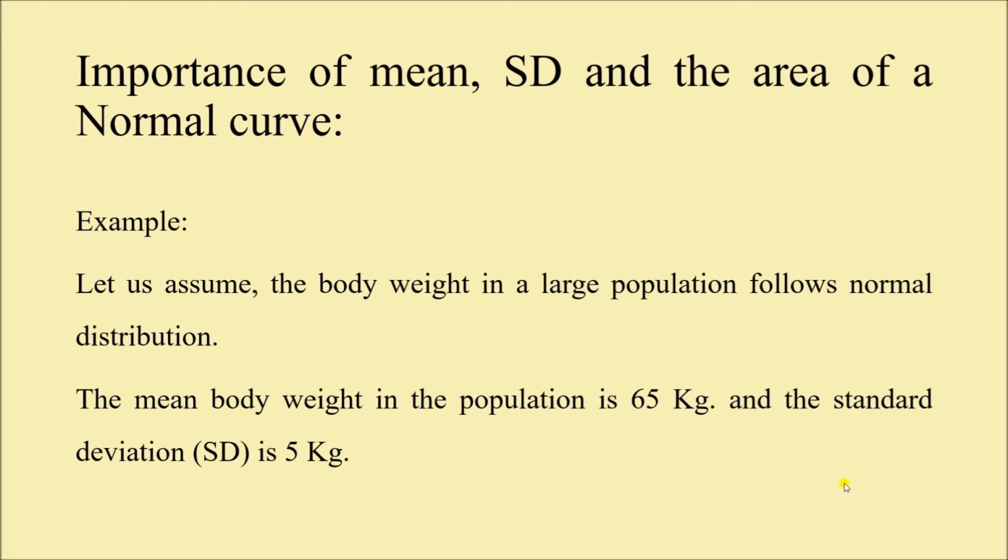What is the importance of mean, standard deviation and the area of a normal curve? This is another very important concept that should be clear. So we have taken an example. Let us assume the body weight in a large population follows normal distribution. If we measure the body weight of a huge number of subjects and then prepare a histogram with very narrow class intervals, and from that we draw a frequency polygon, then a frequency curve, it should give a smooth bell shaped curve that is bilaterally symmetrical. In that case we can say that the body weight in that population is following normal distribution. Now the mean body weight in the population is 65 kg and the standard deviation is 5 kg. We already know how to calculate mean value and standard deviation, so this information is given.